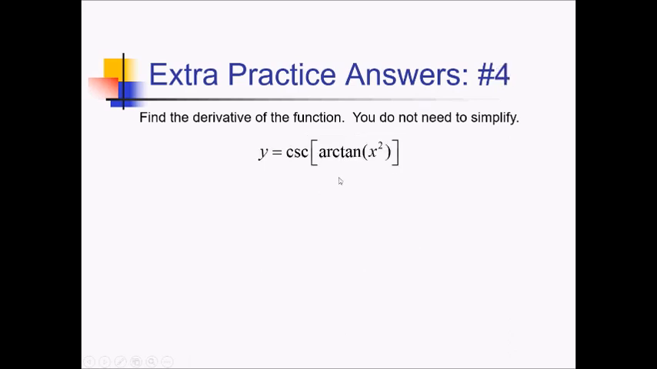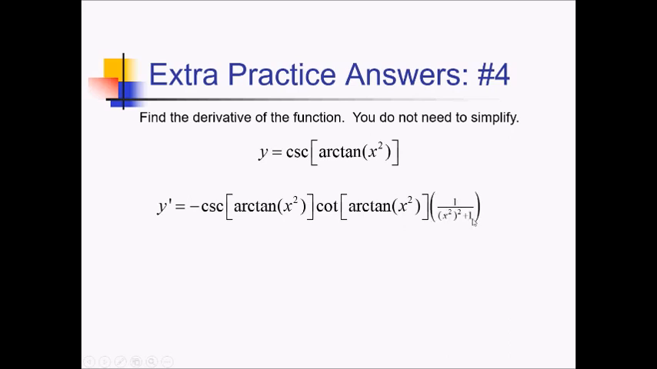For this derivative, we're going to have to use the chain rule. My outer function, I've got cosecant of something. Derivative of that's going to be negative cosecant of the something times cotangent of the something, being arctan of x squared. Now we have to take the derivative of something, derivative of arctan of x squared. Well, that's another chain rule. We have arctan of something else. That's going to be 1 over something else squared plus 1, so 1 over x squared squared plus 1, which I could simplify, but why bother? Now we have to multiply by the derivative of x squared, the innermost function, and that's multiplying by 2x.